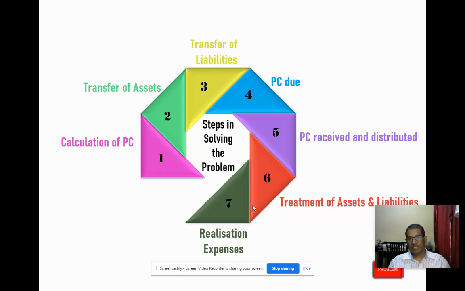If the realization expenses are paid by the purchasing company, in that case, the vendor company is not required to pass any journal entry in its books, and the purchasing company passes the entry in its books as goodwill account debit to bank.